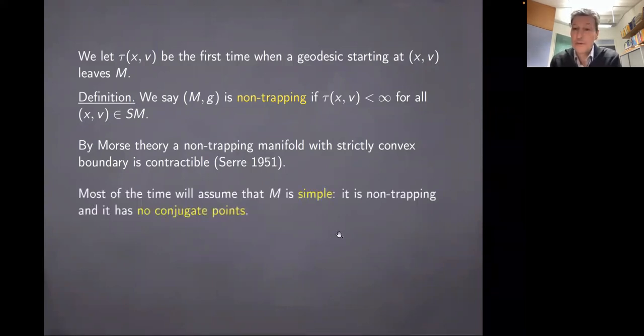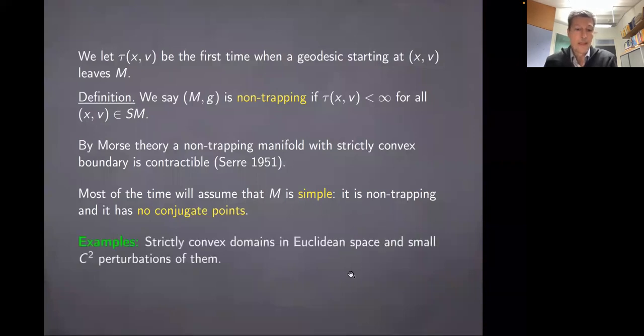And most of the time, I will also assume that it is simple, which means that on top of being non-trapping, I also want the manifold not to have conjugate points. The no conjugate points condition means that you don't have caustics, or if you like, that if you go to the universal cover, between 2 points you have a unique geodesic. At the end of the day, if it is non-trapping and you have strictly convex boundary, the universal cover has to be the manifold itself because it is contractible. Okay, so those are simple manifolds.